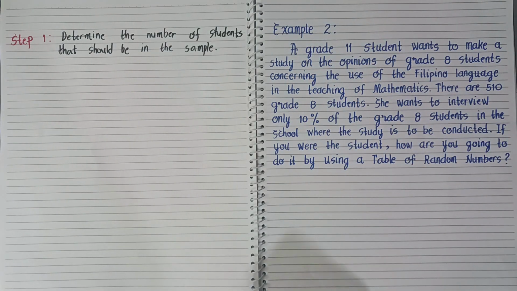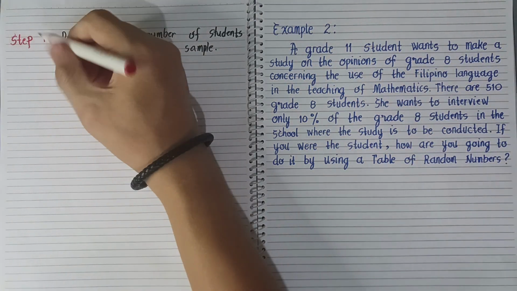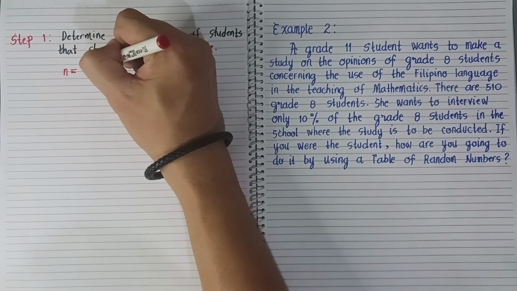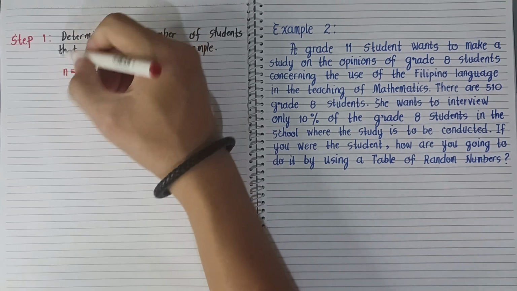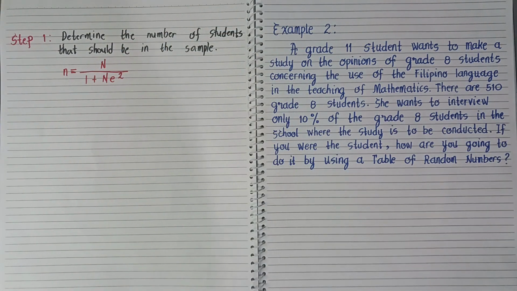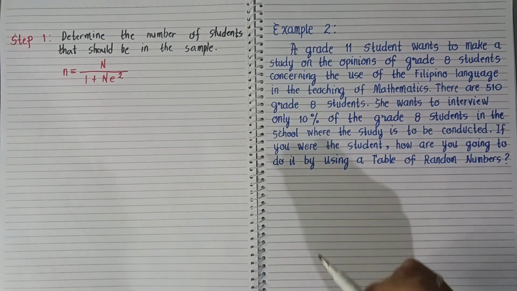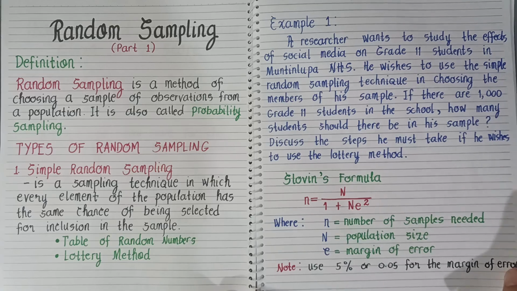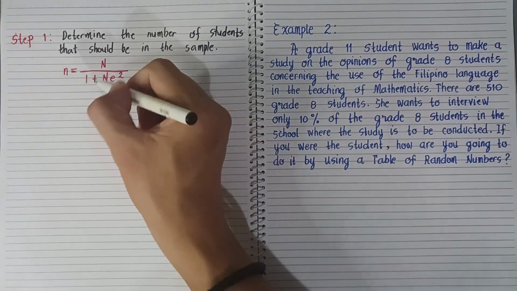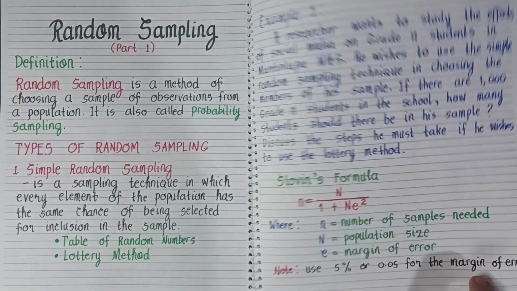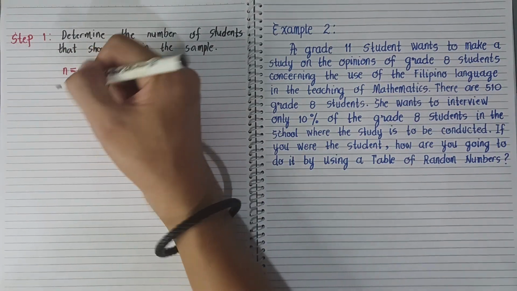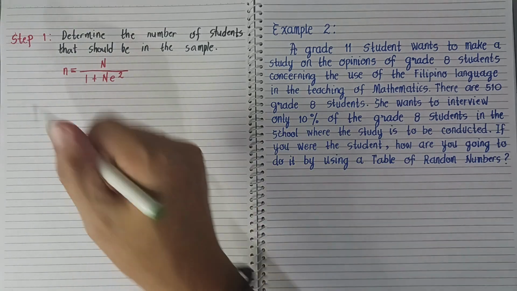Okay? So, we have the formula. The formula is given by, so small n equals capital N all over 1 plus capital N e square. Okay? So guys, dito, sa-substitute lang natin yung given natin. Okay? So, balikan natin yung problem. So, we have 1,000 students. Okay, so 1,000. Okay, yung capital N natin, that is population size. So, dito, we have 1,000. Okay, we simply substitute or plug in lang sa formula natin.